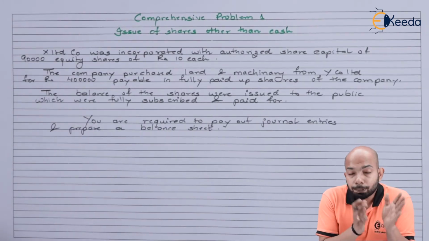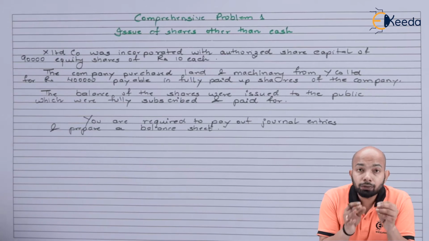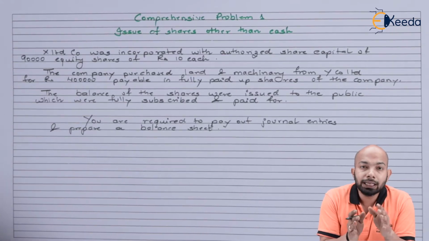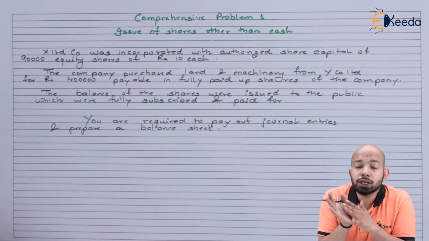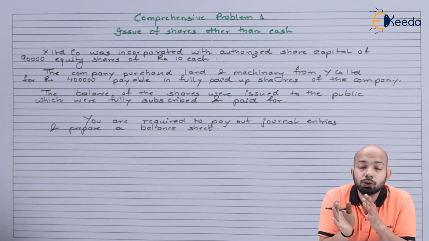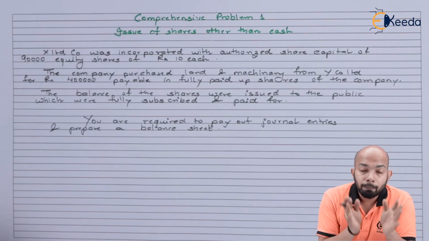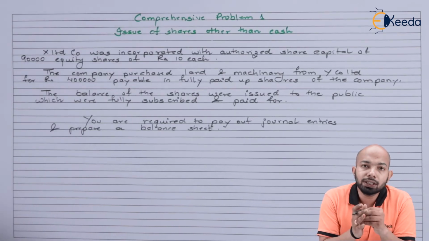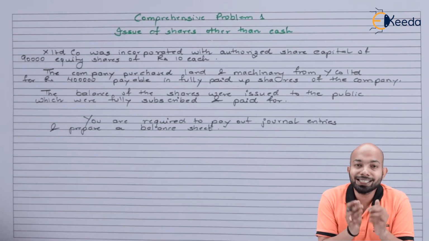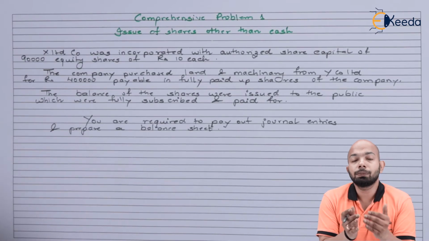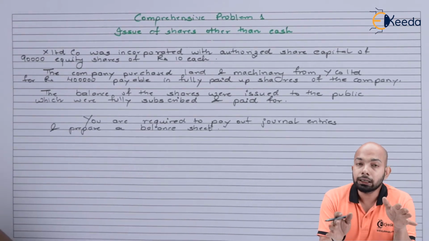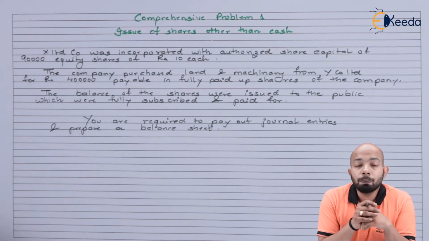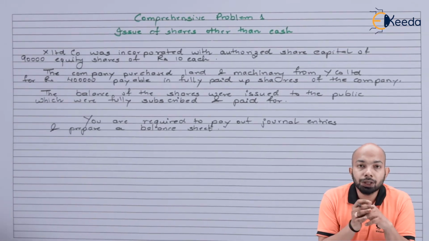Now, apart from the purchase that has been done, out of 90,000 shares, if 40,000 shares are being issued to Y Company, the balance shares that are left, that is 50,000 shares, were issued to the public, which were fully subscribed and paid for. That means 10 rupees issued, 10 rupees received. Completely clear transaction. You're supposed to give the journal entries here, and you have to prepare a balance sheet. That's the requirement of this question.